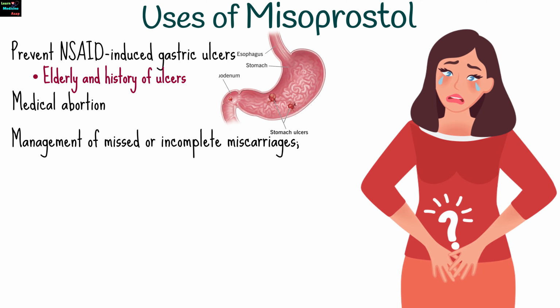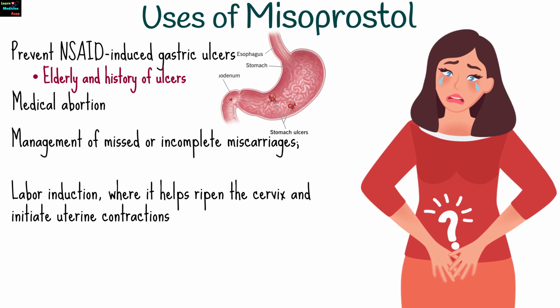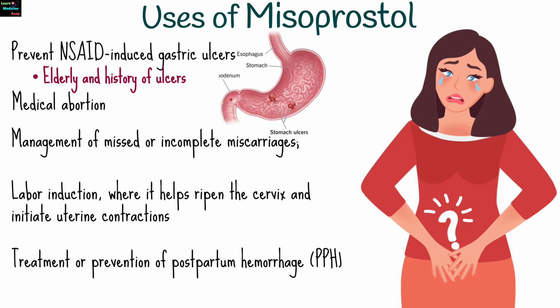Management of missed or incomplete miscarriages. Labor induction, where it helps ripen the cervix and initiate uterine contractions. And treatment or prevention of postpartum hemorrhage by promoting uterine contraction.